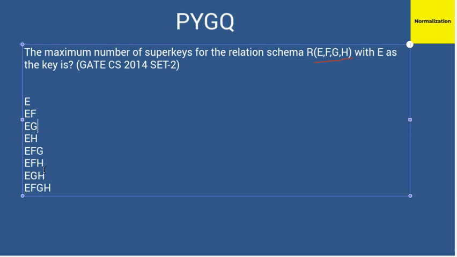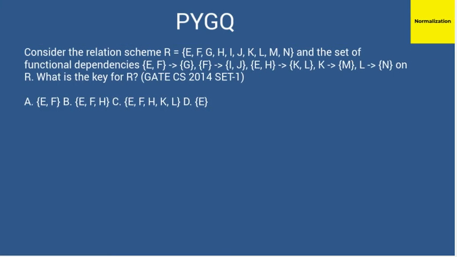So how many did you get? You get 3, 4, 5, 6, 7, 8. So here you have the 8 keys. 8 keys are present. So that's it. It is very simple. The answer is 8. The maximum number of super keys for this relation is 8. So let's see the next question.